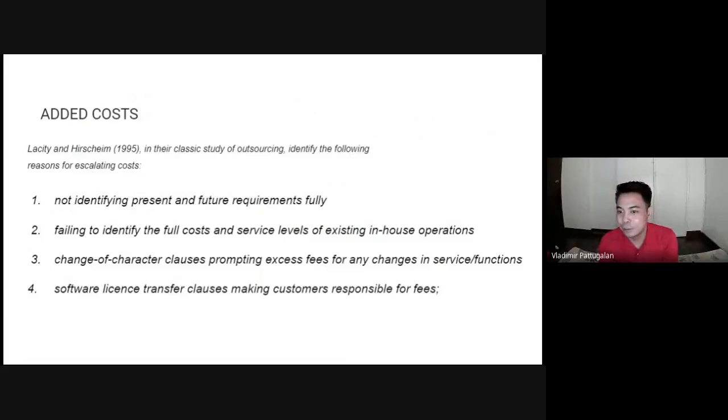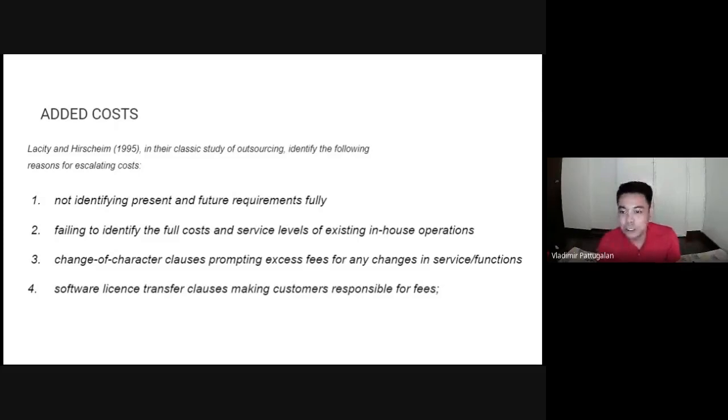Okay, and number two is failing to identify the full costs and service levels of existing in-house operations. So when the firm fails to identify the full costs, it might end up where the outsourced work would become more expensive than what it currently costs to do in-house. So that's why it's very important to be very detailed and know all the costs in and out of doing it internally.